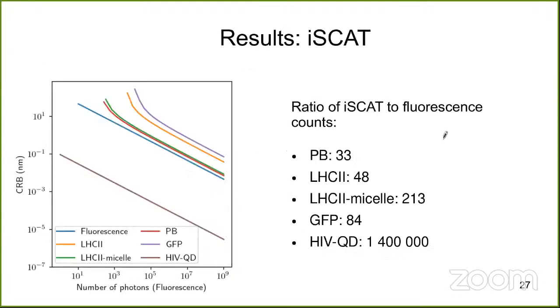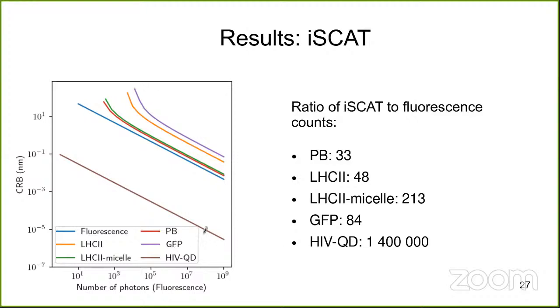And so then we can get a result like this, where we have plotted the Cramer-Rao bound as a function of the number of photons. Now, there is only one graph for fluorescence, and the values of the Icecap curves were calculated using the ratio of Icecap to fluorescence counts for each sample. So the displayed counts on the graph are for fluorescence, and then for the other curves, the Icecap counts are higher by the ratio shown here.